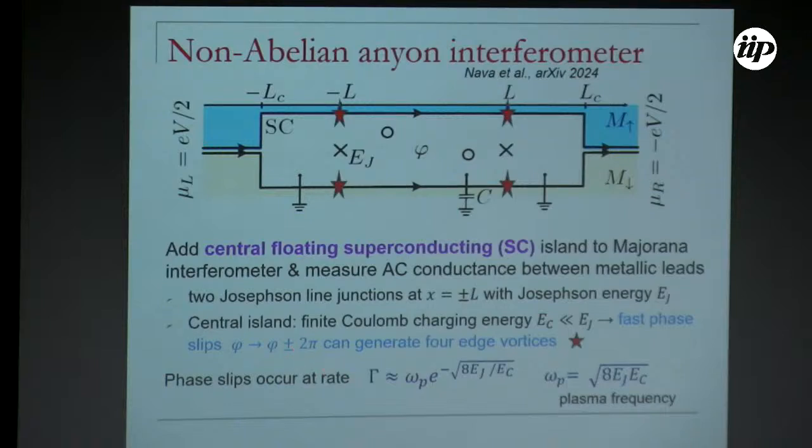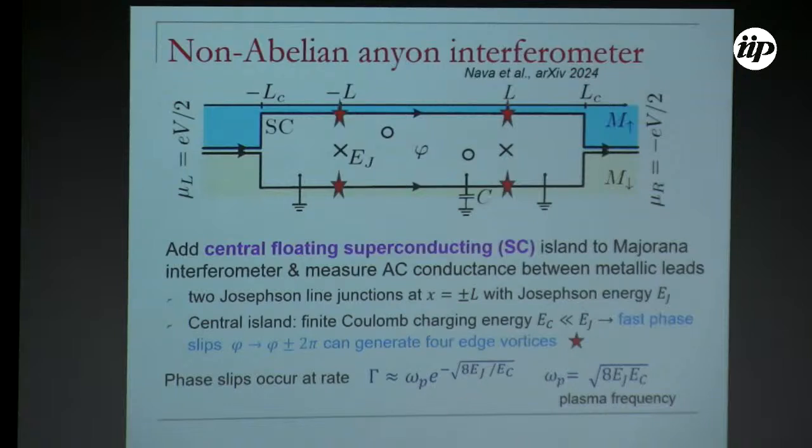Plus or minus 2 pi. This is called a phase slip. And in this regime here, such phase slips are fast, so they happen on a short time scale, and they occur at a rate that is estimated to be given by a plasma frequency suppressed by this exponential factor. So the plasma frequency is here the largest frequency in the problem, given by this expression. And so these rates are typically small.